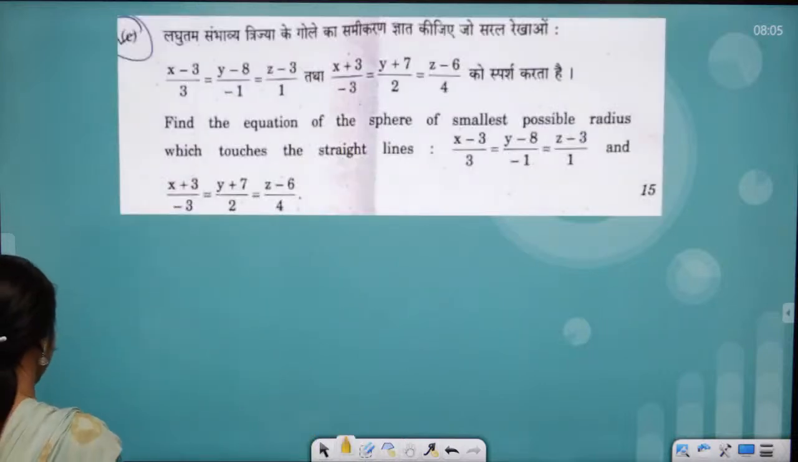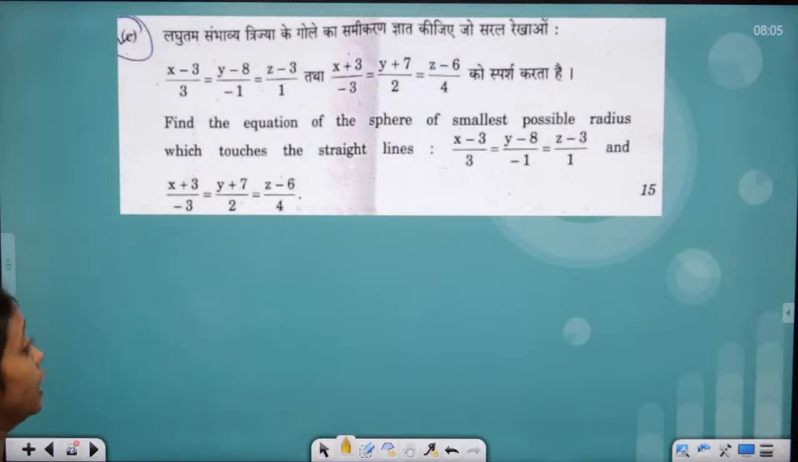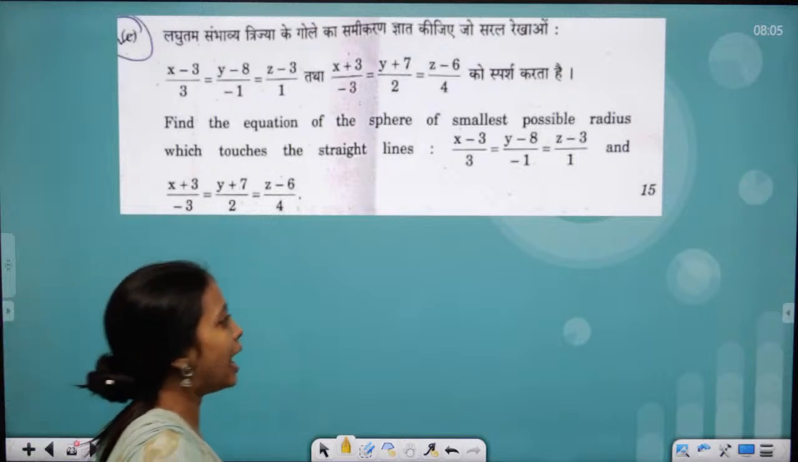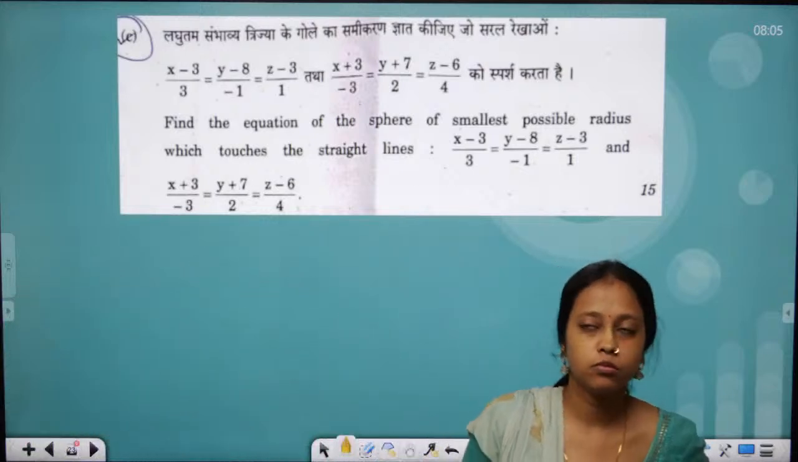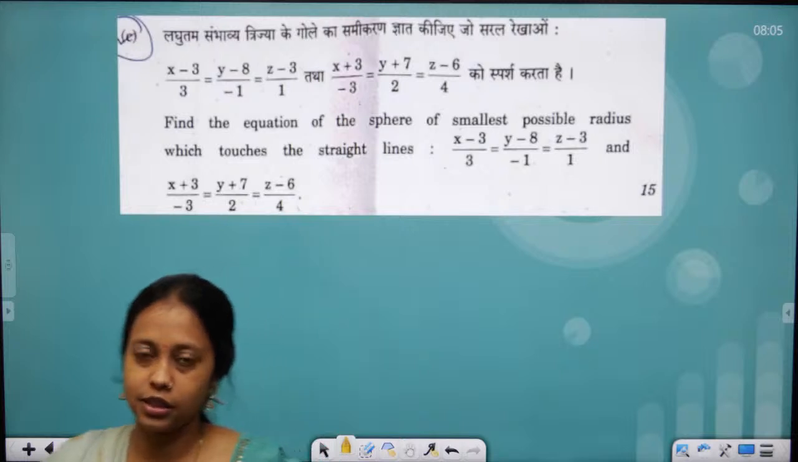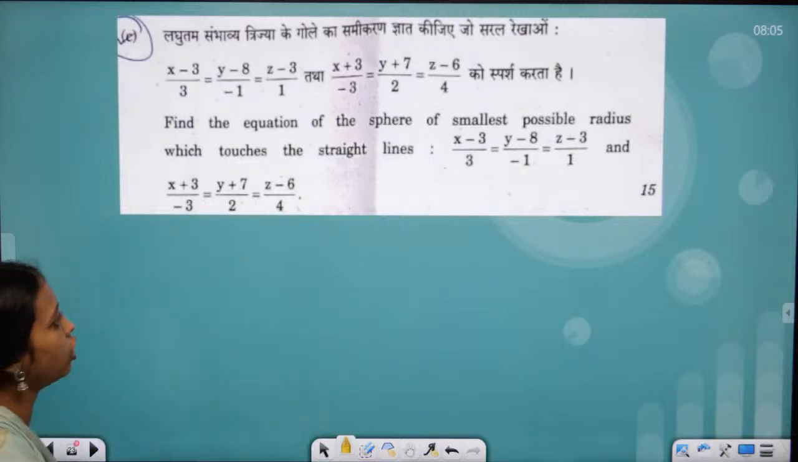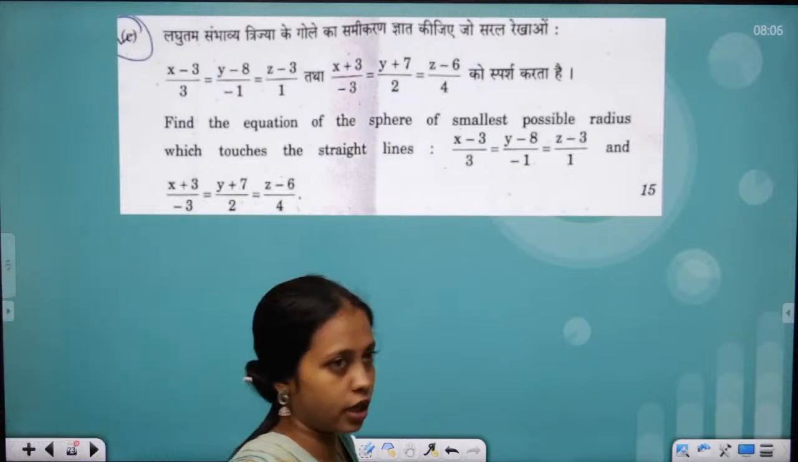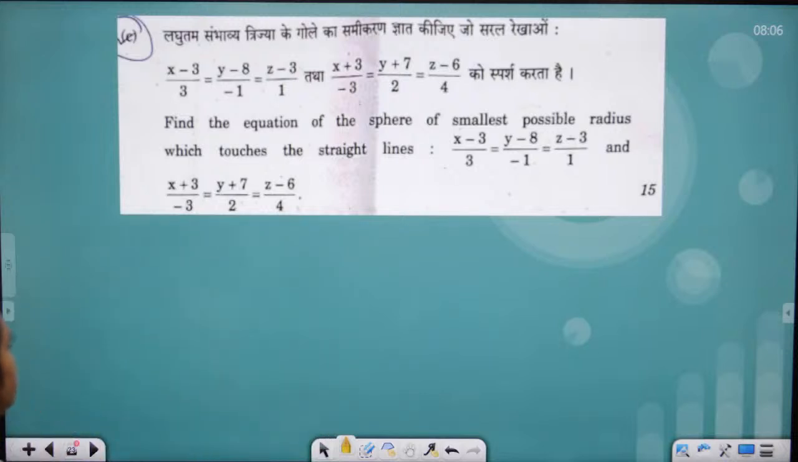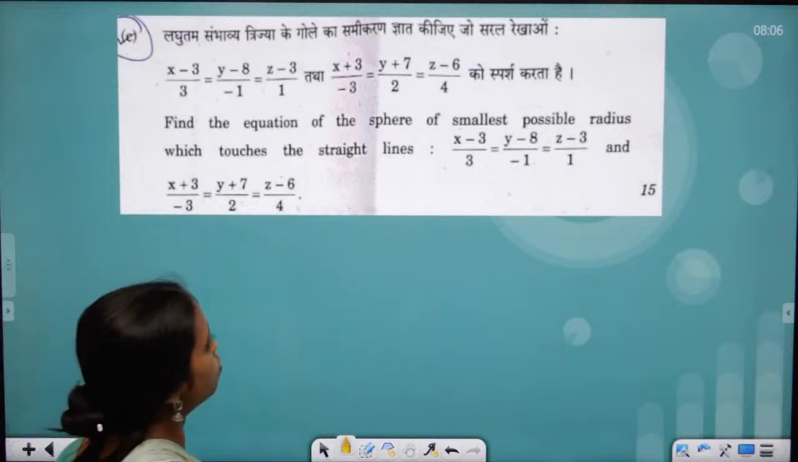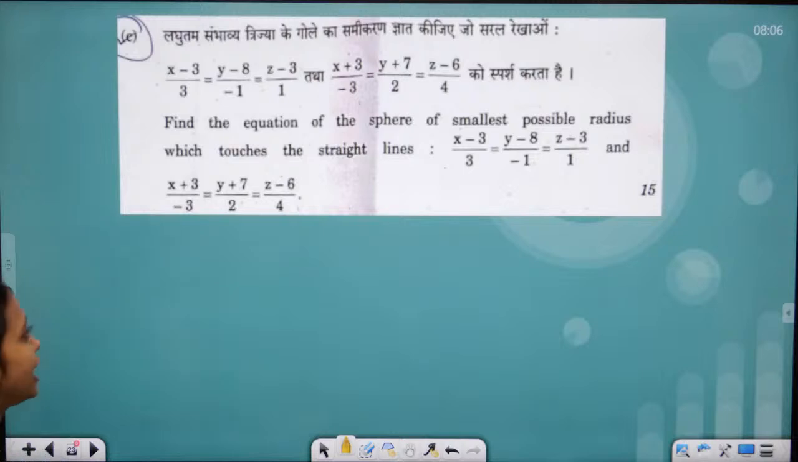Then this was the question that I can say was not asked before. This kind of question was not asked. So, this was a target. This was a good question. Find the equation of the sphere of the smallest possible radius which touches the straight lines. Two straight lines are given. Okay.